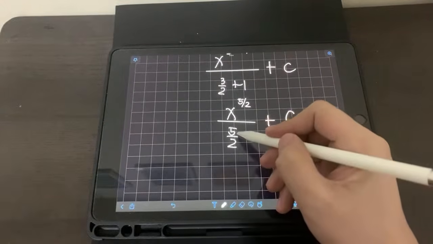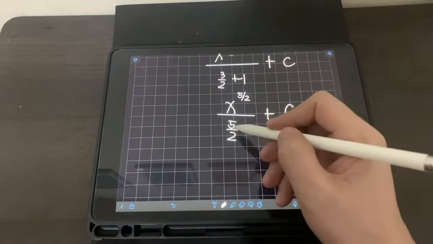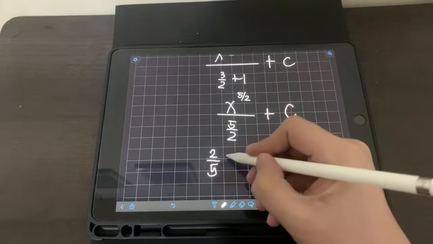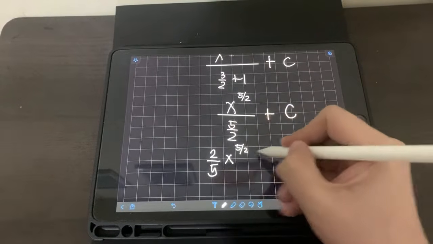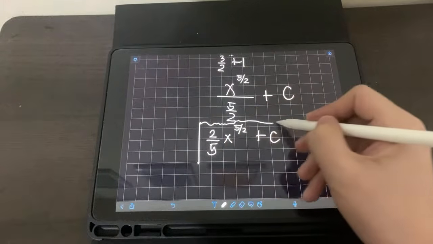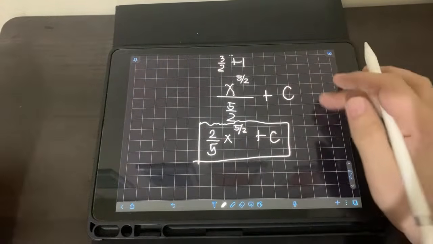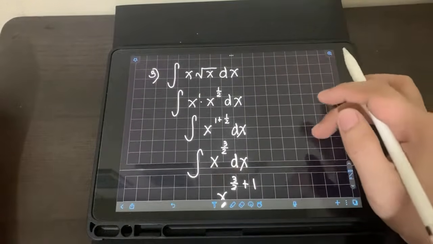And then simplify, so this 5 halves in the denominator, you will get its reciprocal. So it will become 2/5 times x raised to 5 halves plus c. So this is the final answer. Okay, so this is our problem number 3.